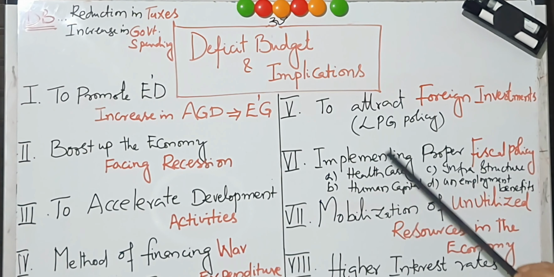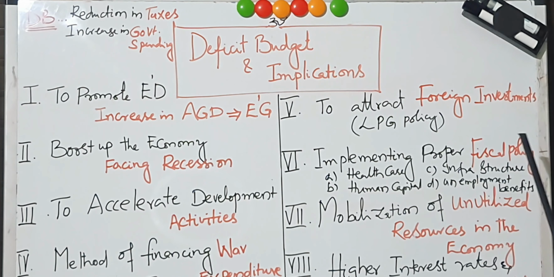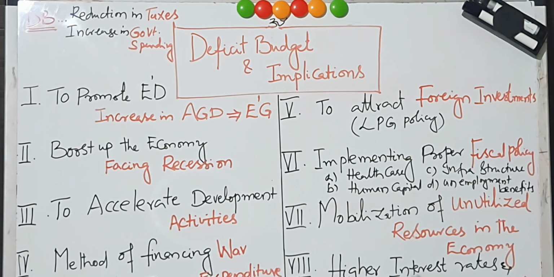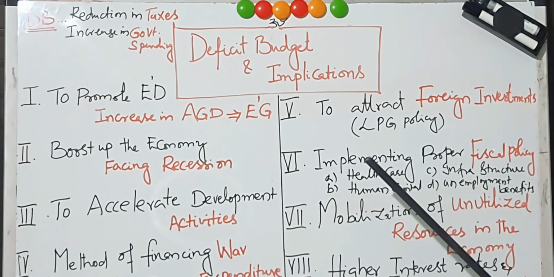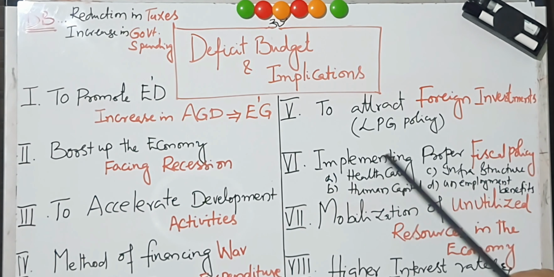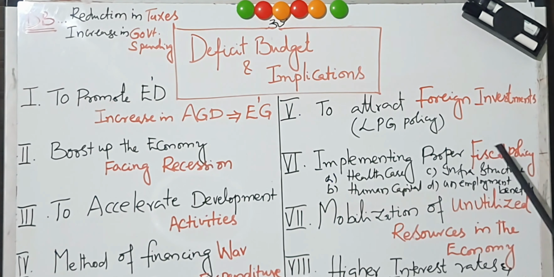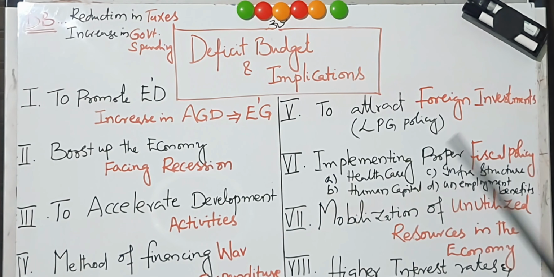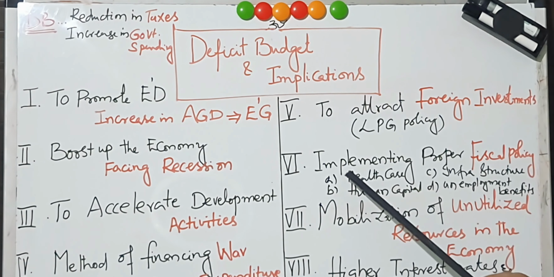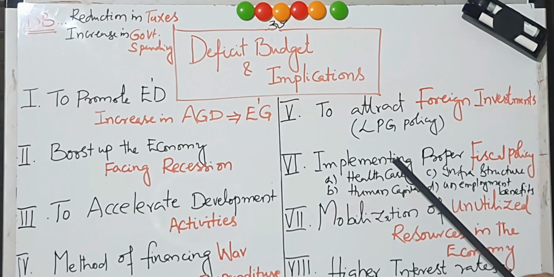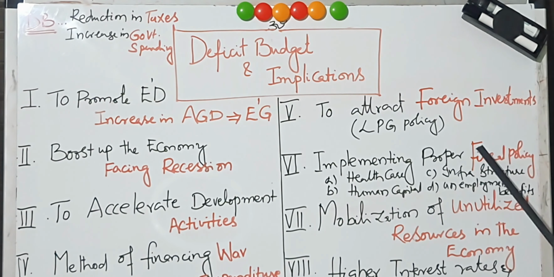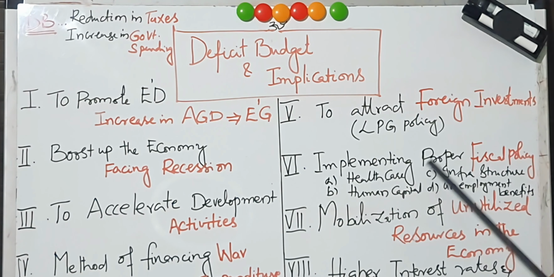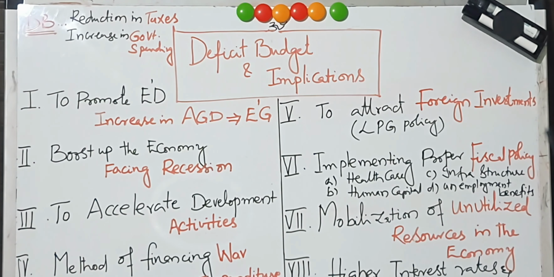Sixth one, implementing proper fiscal policy. The policies of the government will always try to boost up the economy and accelerate growth. So government has to take up many activities: healthcare, human capital development, creating infrastructure facilities, benefits to the unemployed, generating employment. Government has to focus on these activities to implement proper fiscal policy in the economy. So deficit budget helps to implement the fiscal policy of the government in the right way.